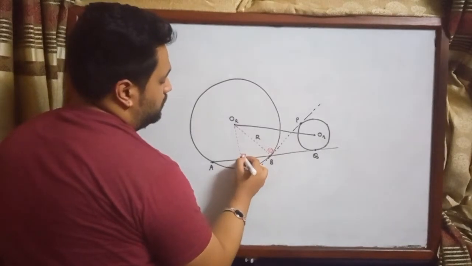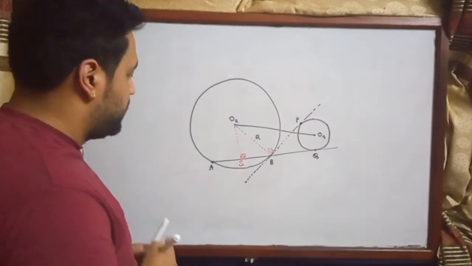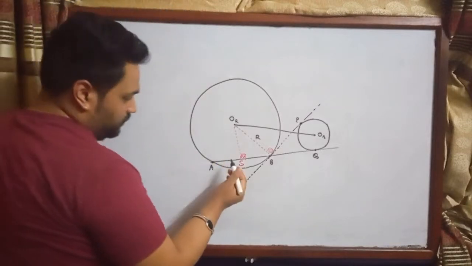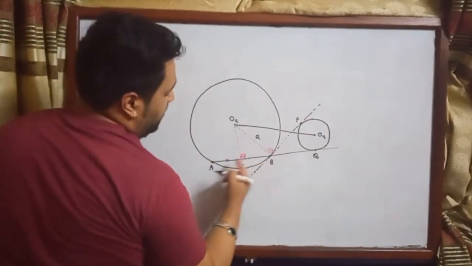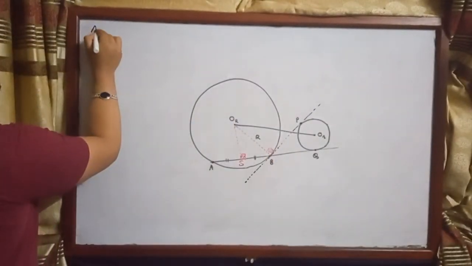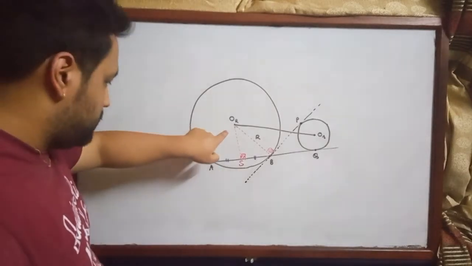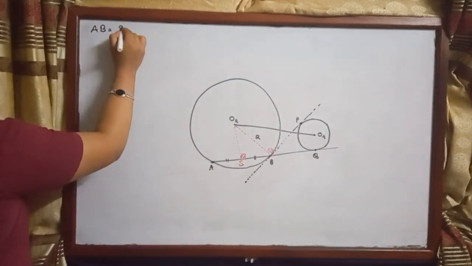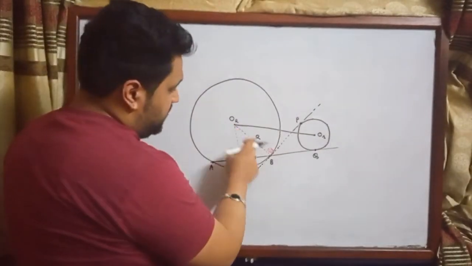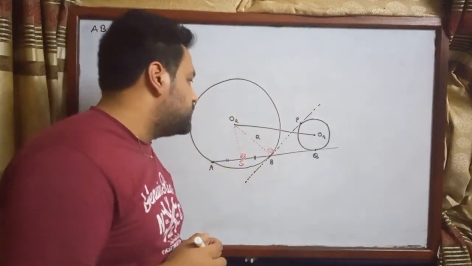Now let's draw O_R S perpendicular to AB. Then we will get AS equal to SB. So basically AB will be equal to 2 times SB, and as you can see, we may express SB in terms of R. We'll come back to that in a moment.